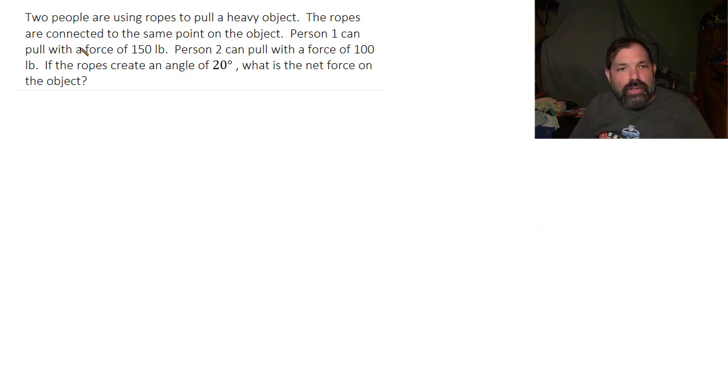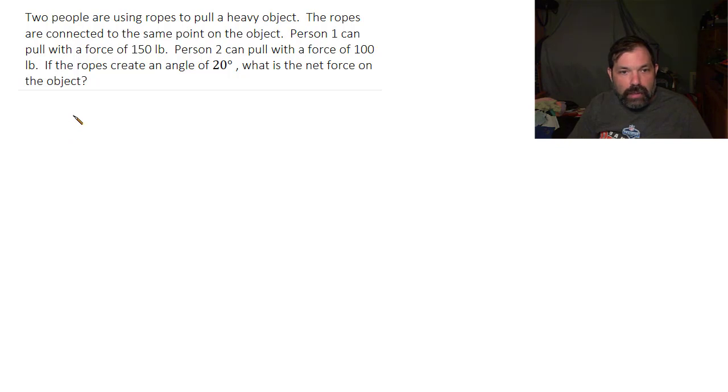Let's look at one more example. Here we're told that two people are using ropes to pull on a heavy object. The ropes are connected to the same point on the object. Person 1 can pull with a force of 150 pounds. Person 2 can pull with a force of 100 pounds. If the ropes create an angle of 20 degrees, what is the net force on the object?